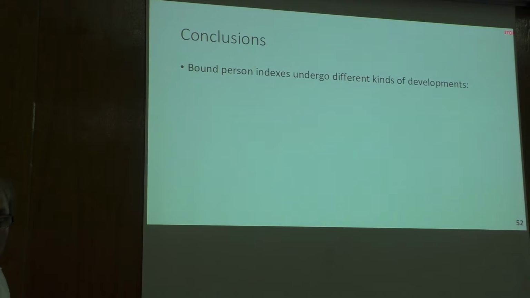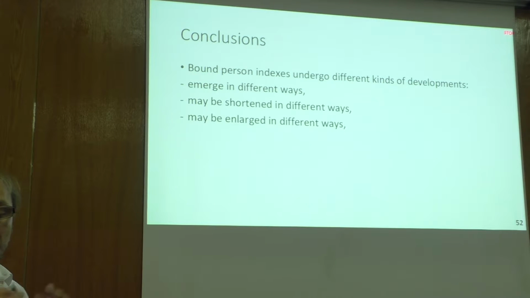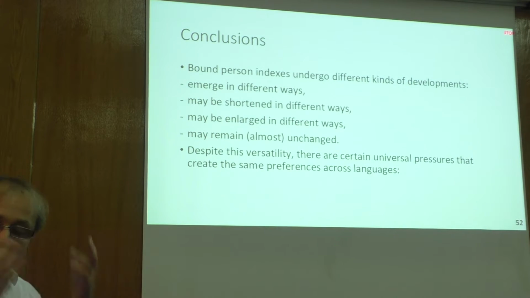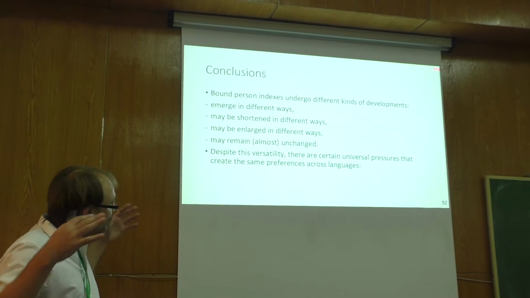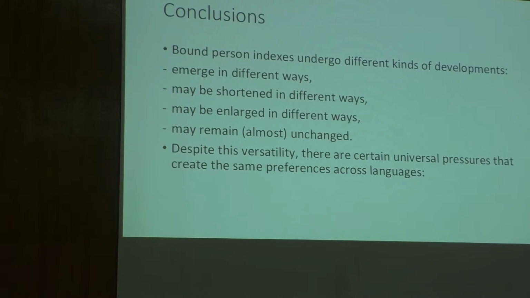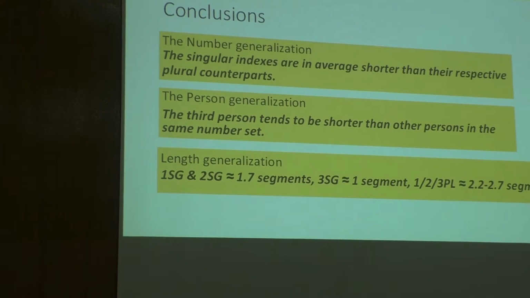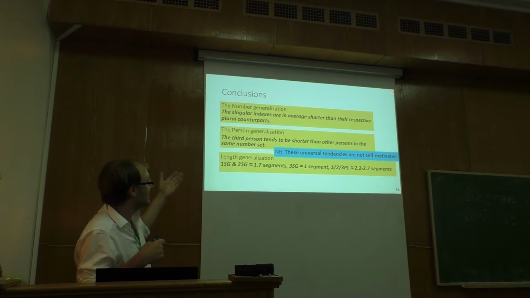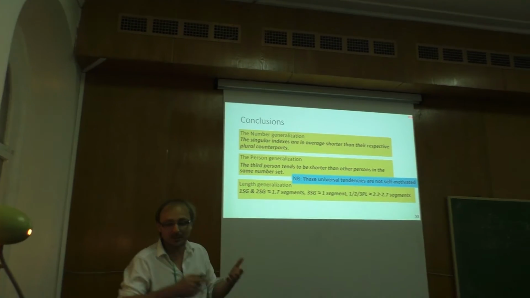Okay, so conclusions. Bound person indexes undergo different kinds of developments. They emerge in different ways, may be shortened in different ways, may be enlarged in different ways. They may also stay unchanged. And despite these very different kinds of processes, which are fully independent of each other, still we may observe that there is some kind of higher order pressure that tries to channel this development in a particular way, such as to adhere to the number generalization, to the person generalization, and to the length generalization. Now, there is much more to say, actually, so these are not the ultimate cause for what happens. There is much more to say on why we get this generalization, but obviously I don't have time.